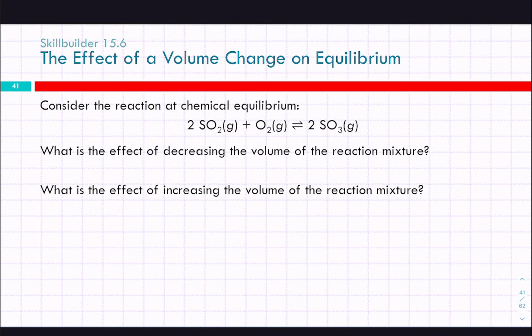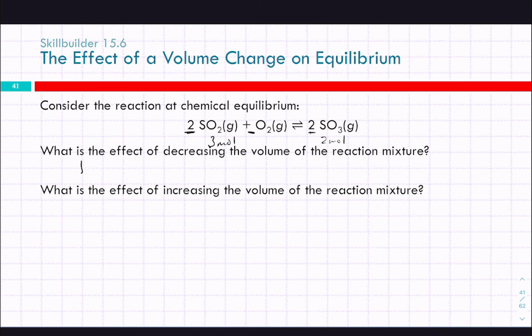So wouldn't it shift away? Well, it depends. Away, so that has less moles of gas particles, right? So which side is that? To the right. This is 2 and 1, so this side has 3 moles of gas particles. This side only has 2 moles.